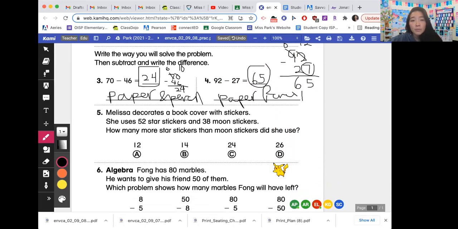Number 5, Melissa decorates a book cover with stickers. She used 52 stickers that were stars and 38 moon. How many more star stickers than moon stickers did she have? So I'm going to, again, do paper and pencil. There are other ways you guys can do it. I like paper and pencil because I can check my work.